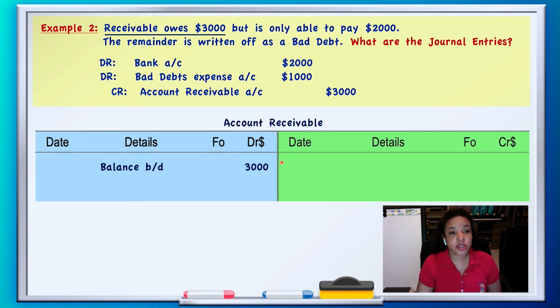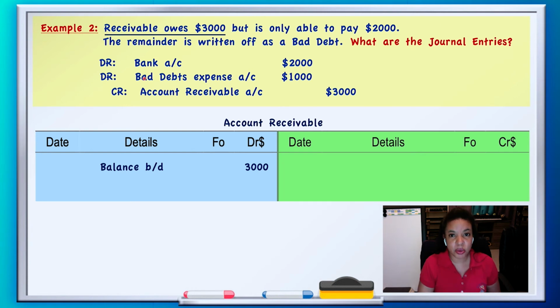What you can do is you can see here, we have two accounts that are being debited in this transaction. So that means these two accounts, the bank and the bad debts, are going to make up our details for your accounts receivable account. That is the explanation.